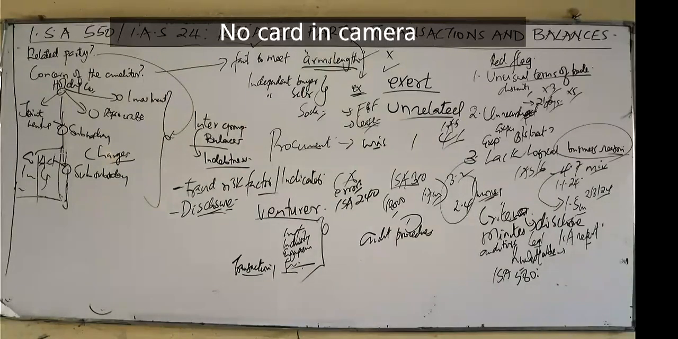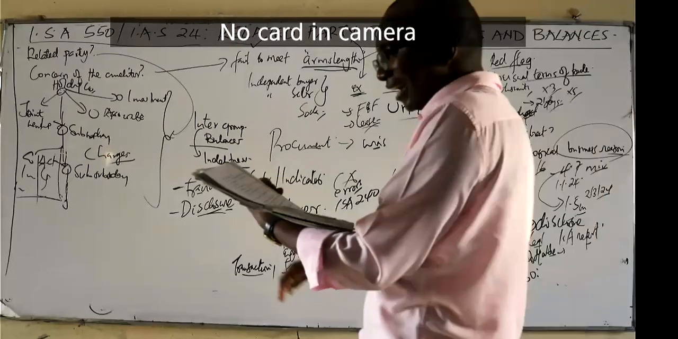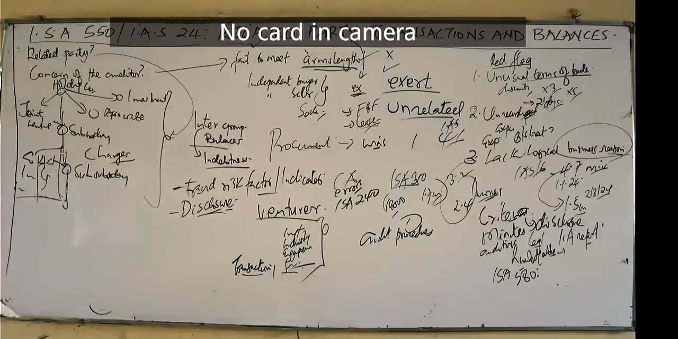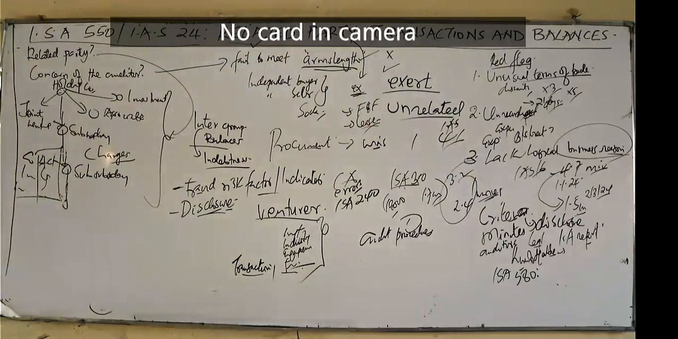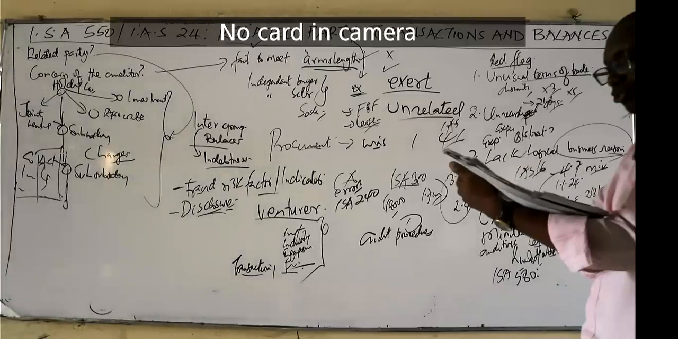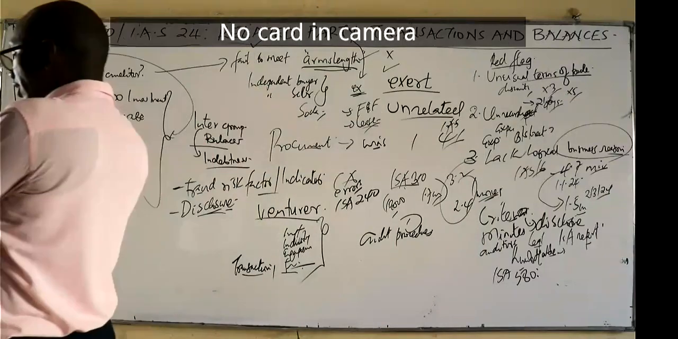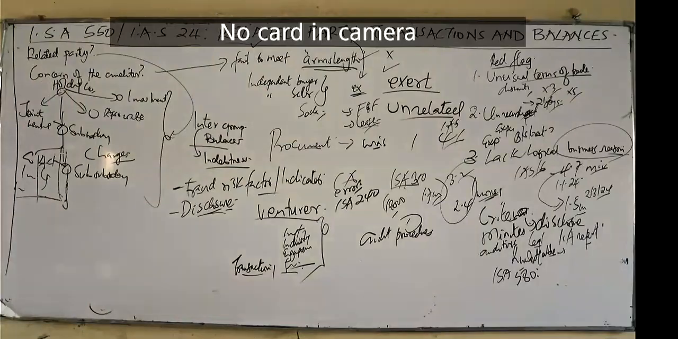Number 4. Inquire from management. We expect to get some information from the management. Inquire from management and others within the entity to obtain an understanding of the controls that management has established.